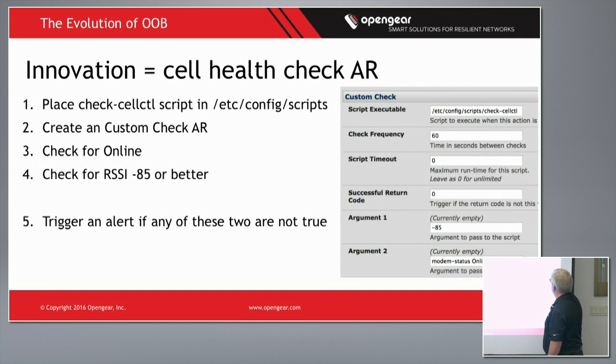We have not only a cell health check that checks RSSI and the fact that it's online, because I don't have an IP to health check, but also a check called cell IP. You text it, it takes your cell phone number, puts it back in the response, and sends you the cell IP.